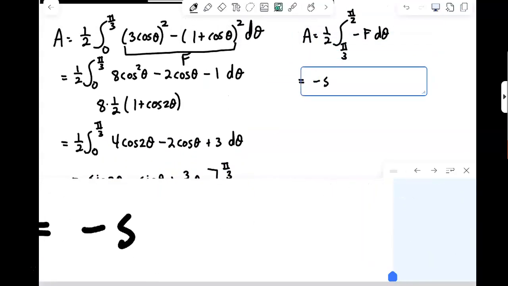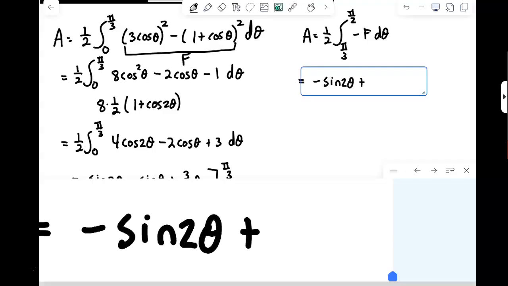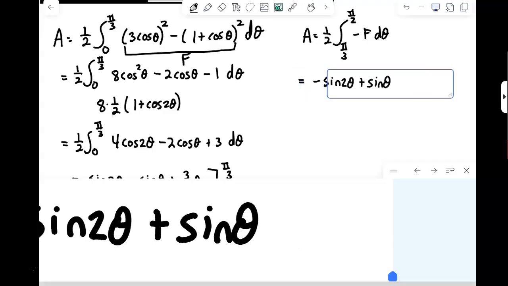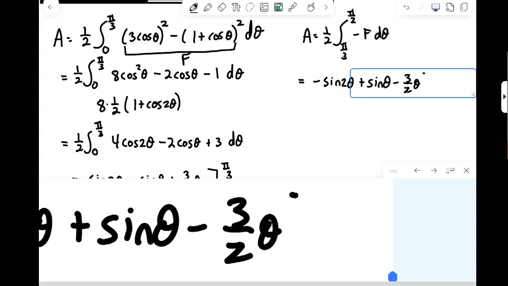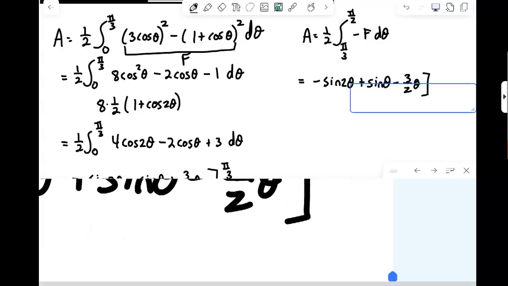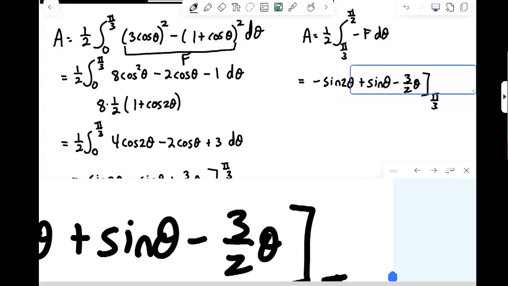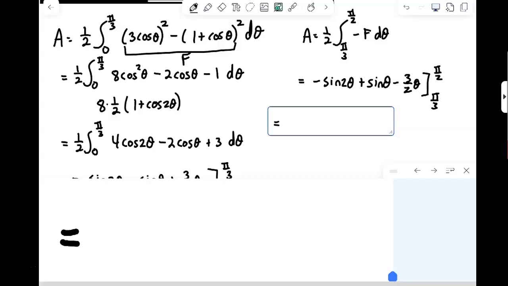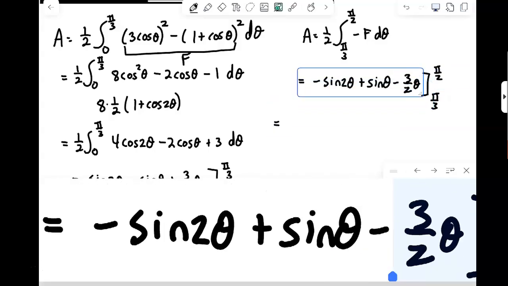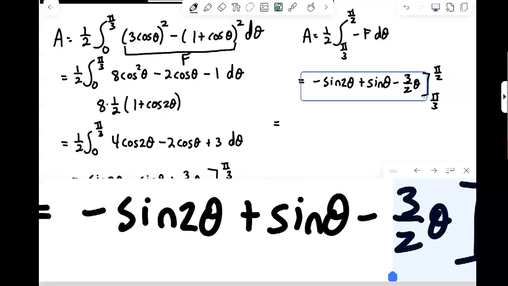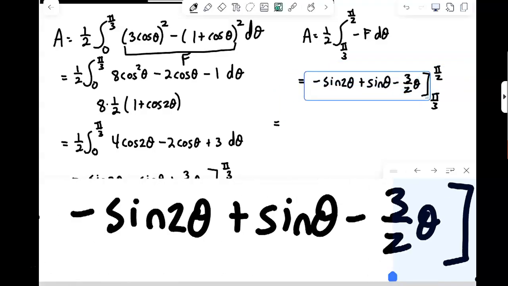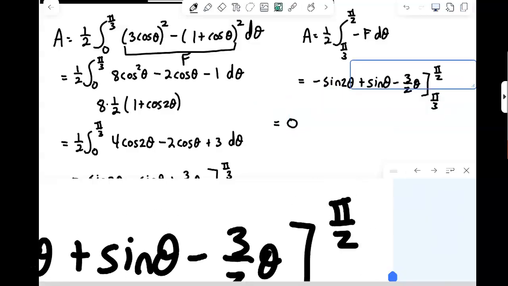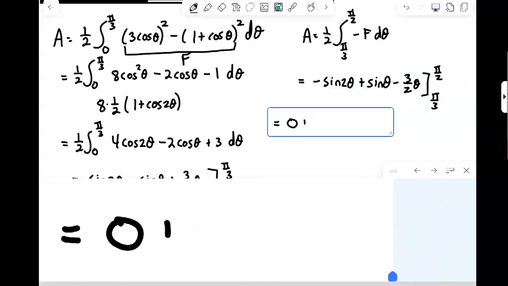Negative sine of 2 theta plus sine of theta minus 3/2 theta. And that's going to be evaluated between pi over 3 and pi over 2. So we go ahead and we evaluate. Twice pi over 2 is pi. Sine of pi is 0. So the first term is 0. Sine of pi over 2 is 1.